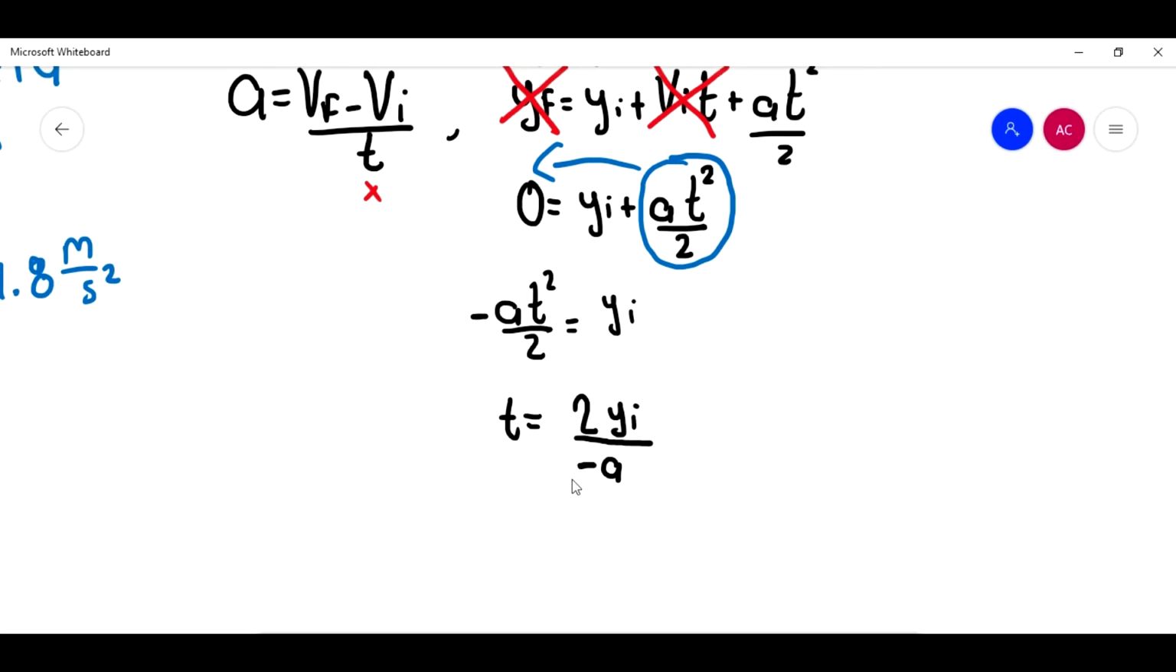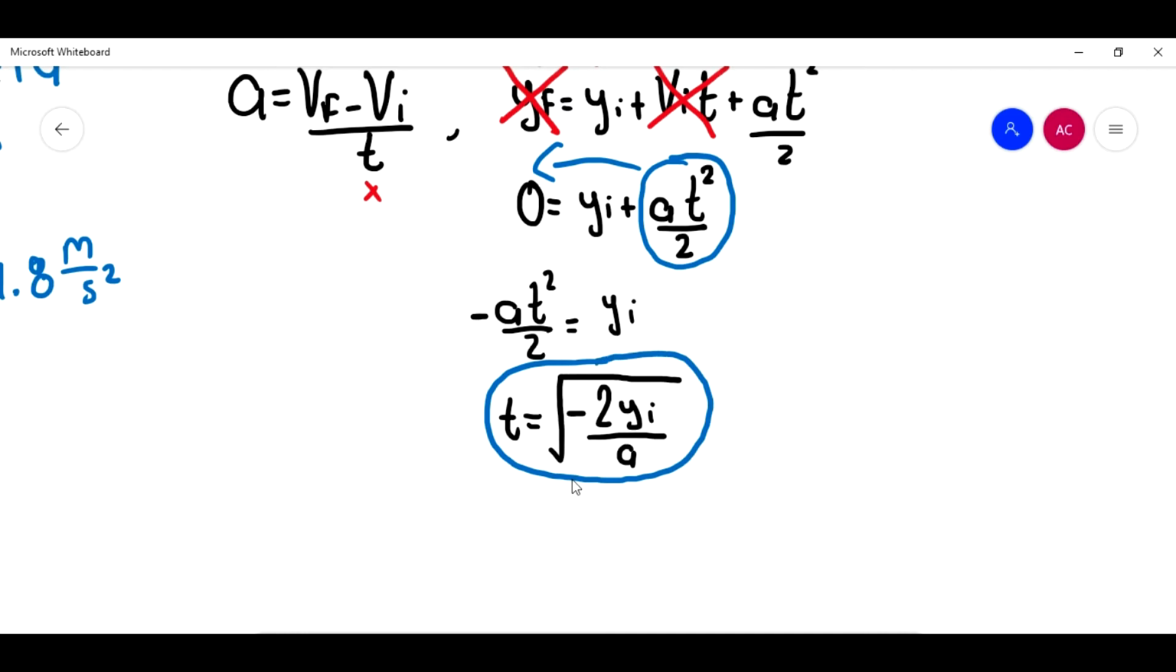I'm going to rewrite the equation because I'm going to write that negative sign in the numerator: minus 2 times the initial position over the value of the acceleration, and everything is going to be inside of a square root. And if you want, you can circle this equation and say that this is the equation to find time in free fall, but only in free fall.